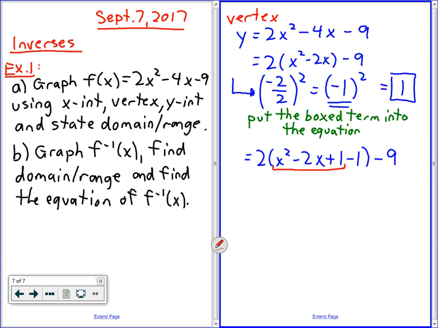Okay, so what just happened? We took this box term here, and I just put it right here and right there. So I do plus and minus for this.